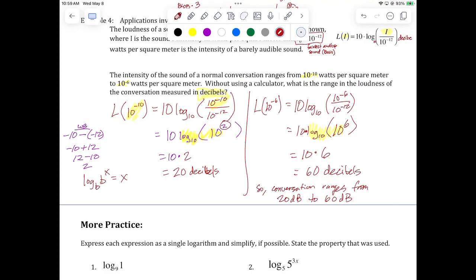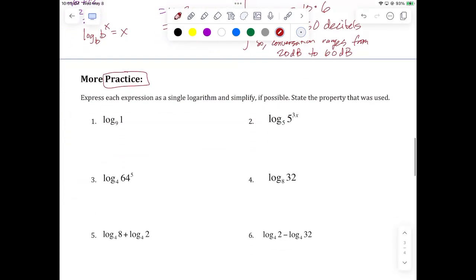Now it's time for some more practice. Let's do this together. This is in addition to your homework assignment. We'll go through this kind of quickly. Let's just call this rapid fire. I want y'all to get good at evaluating logs. Express each of the following as a single logarithm and simplify if possible. It says to state the property that was used. I'm just going to state it out loud. I'm not going to write it.